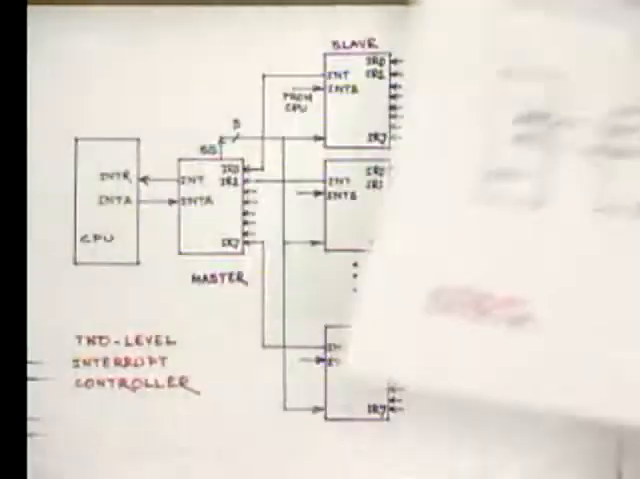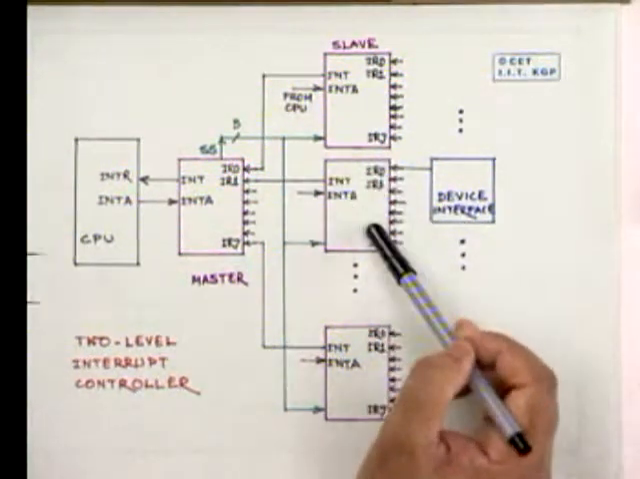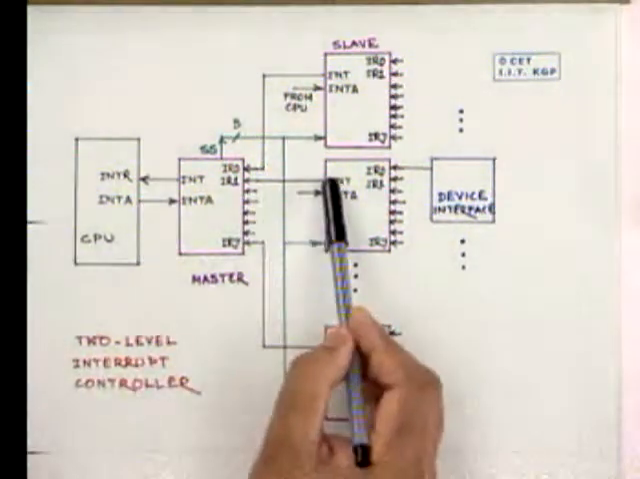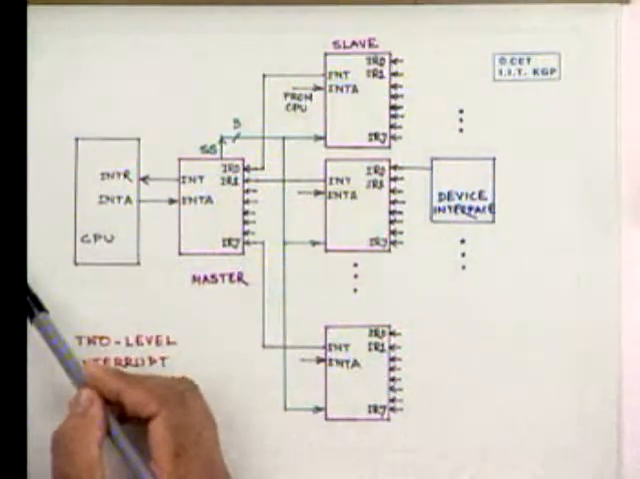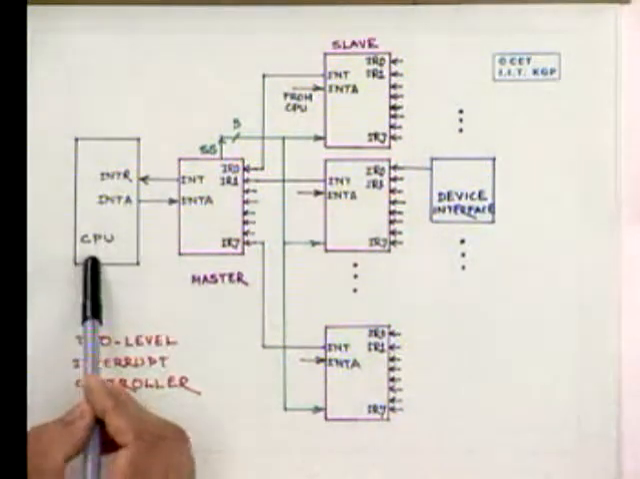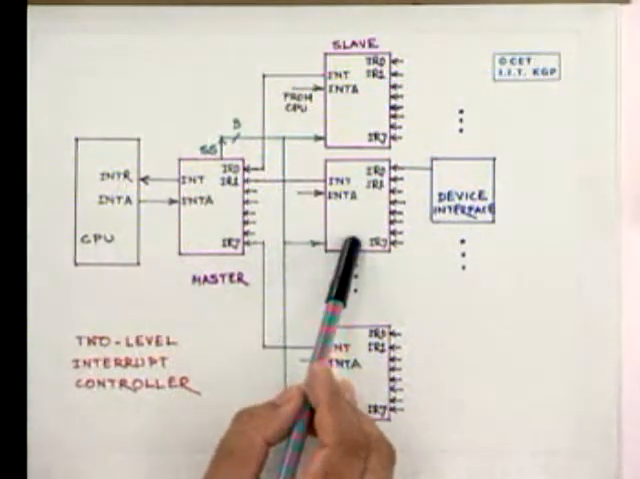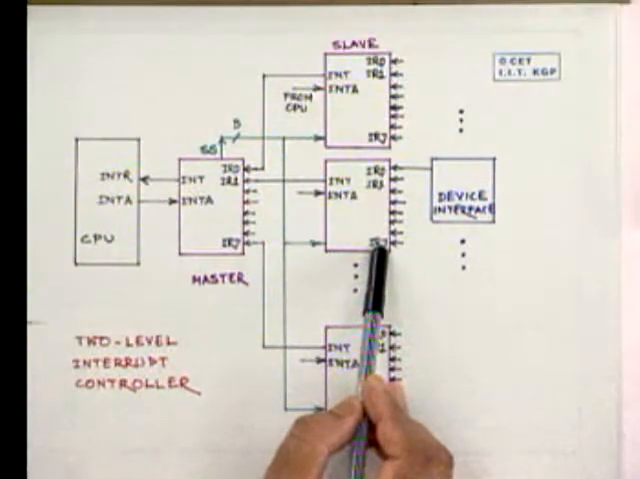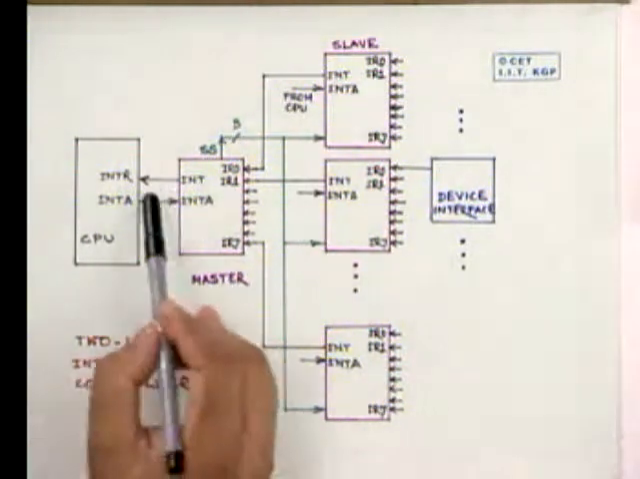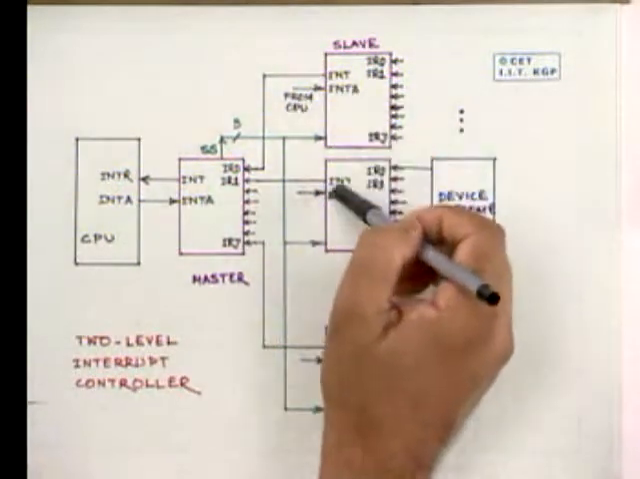Let me repeat once more. So this is a device interface connected to a slave, say. It has requested the interrupt. This request is transmitted to the master. On getting this request, it then transmits to the CPU. On getting an interrupt acknowledge, the master sends a signal to the corresponding slave interrupt controller whose interrupt the CPU has now accepted. Right. The interrupt acknowledge signal from the CPU through the control bus comes to all the devices.